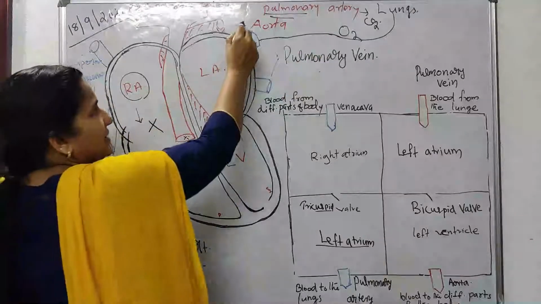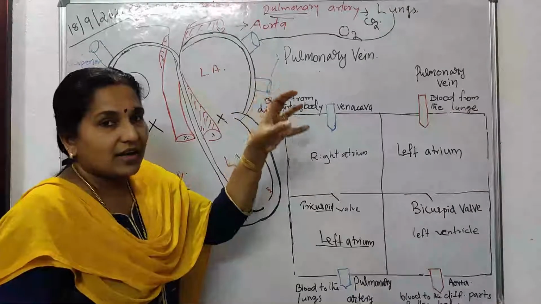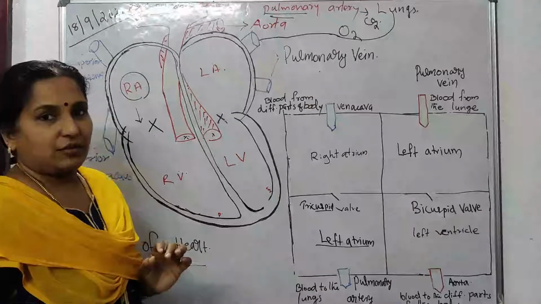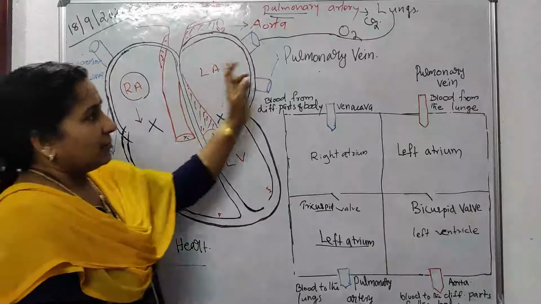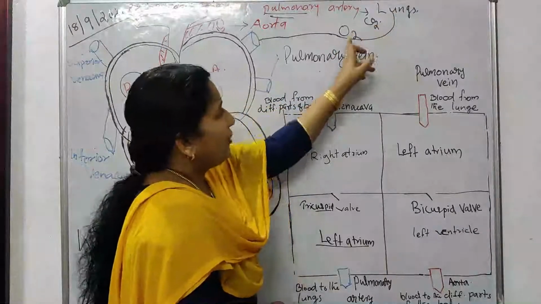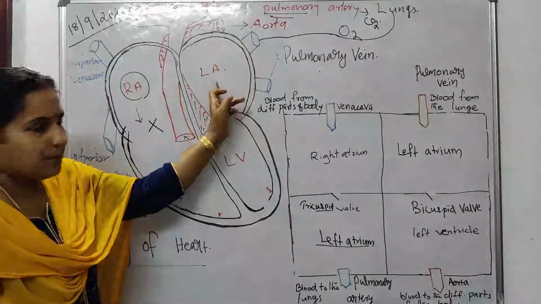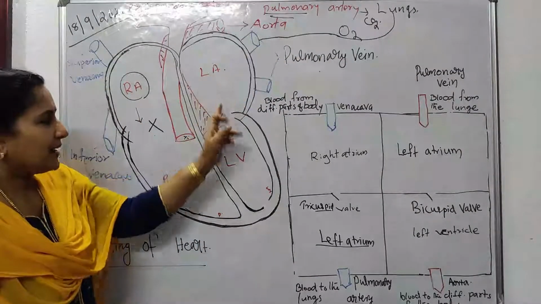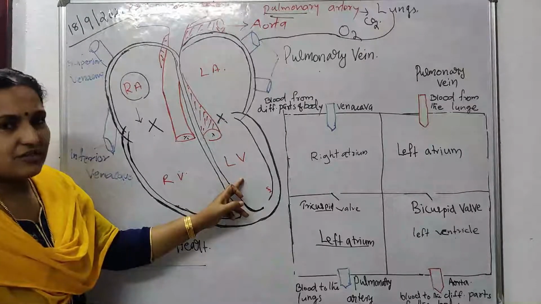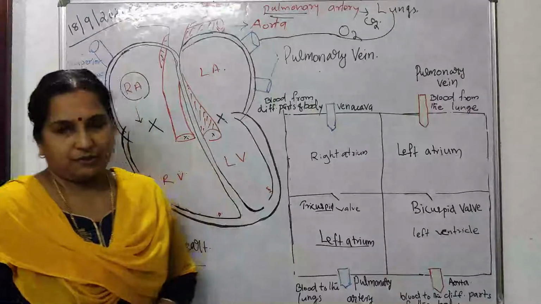The aorta carries this blood to different parts of the body. The branches of the aorta are known as arteries. So arteries carry this blood to different parts of the body. So once again, the pulmonary vein comes from the lungs. It consists of more oxygenated blood and it reaches the left atrium. From the left atrium, the bicuspid valve opens so that it reaches the left ventricle. From the left ventricle, it is carried by the aorta to different parts of the body.